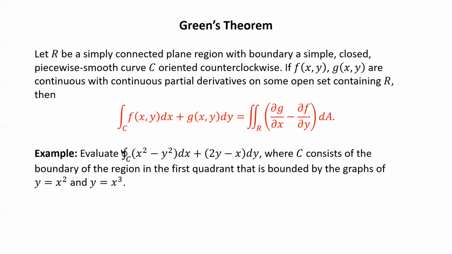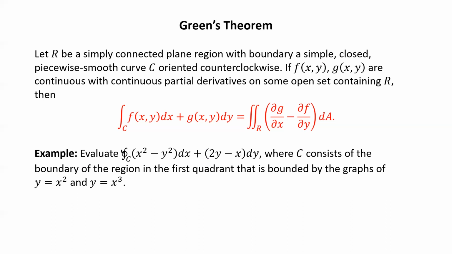Let's try an example. Go ahead and pause the video, try this example yourself, and then resume the video to check your answer with mine. So the example says, evaluate the line integral over C of (x squared minus y squared) dx plus (2y minus x) dy, where C consists of the boundary of the region in the first quadrant that is bounded by the graphs of y equals x squared and y equals x cubed.